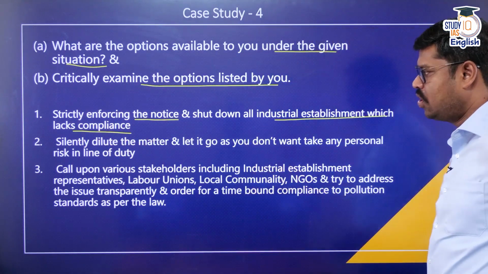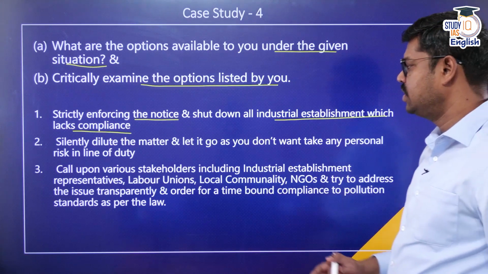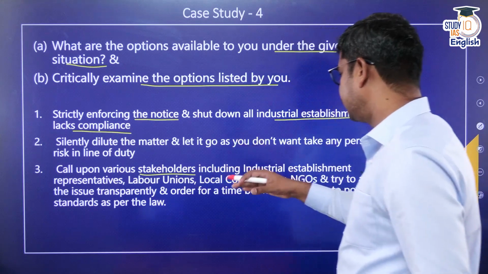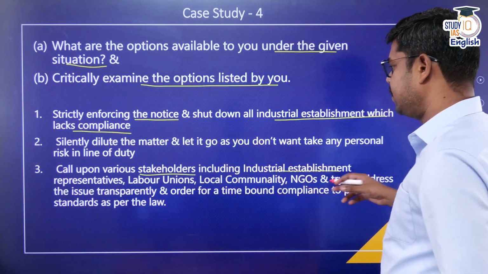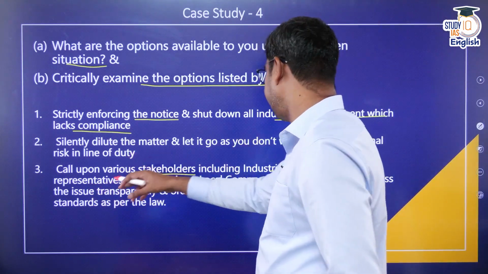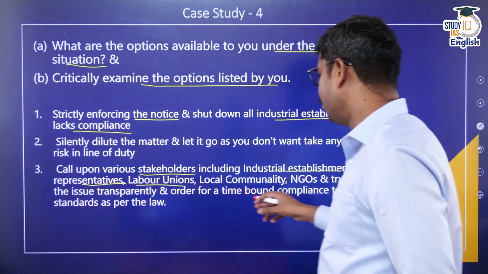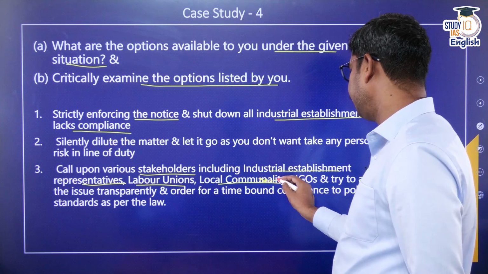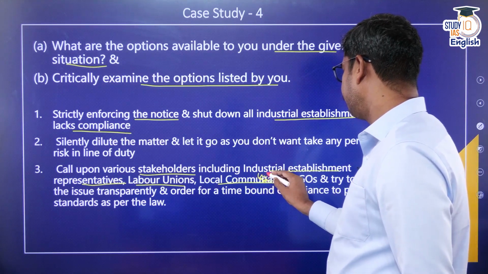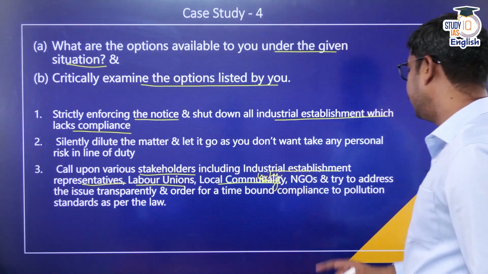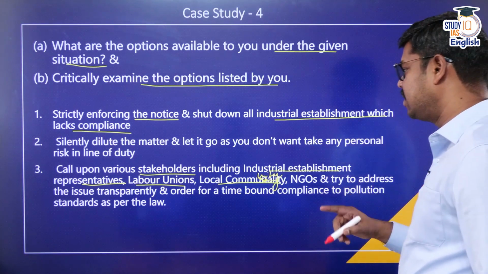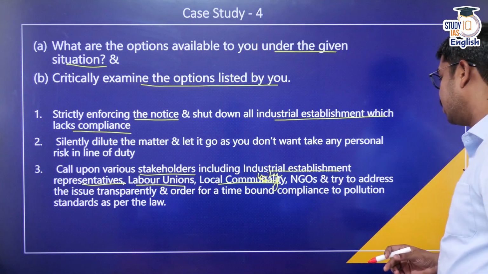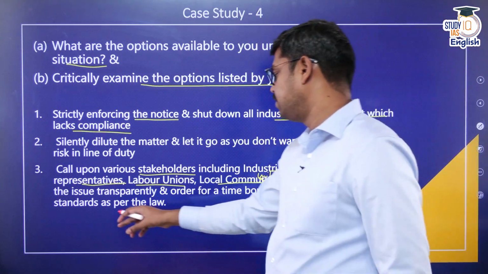Now come to the third option. What he can do is call upon various stakeholders. The major stakeholders include the industrial establishment representatives, labor unions, the local community, and NGOs, and try to address the issue transparently and order a time-bound compliance to pollution standards as per the law.